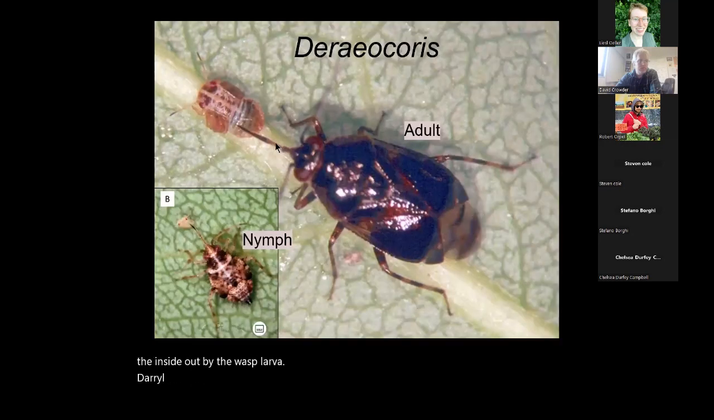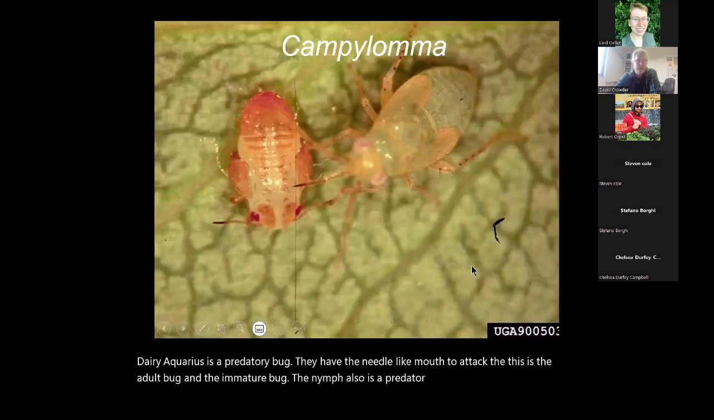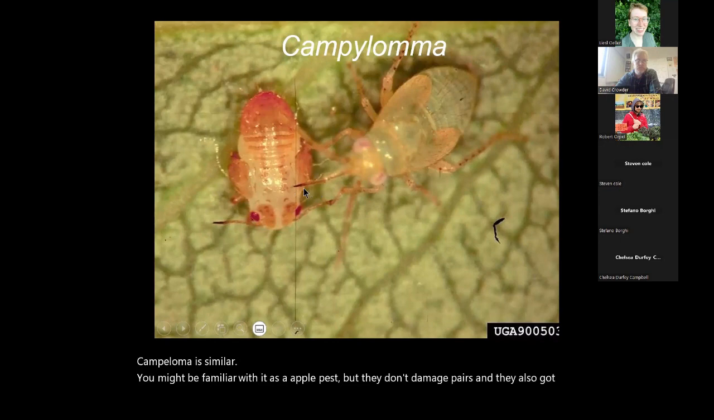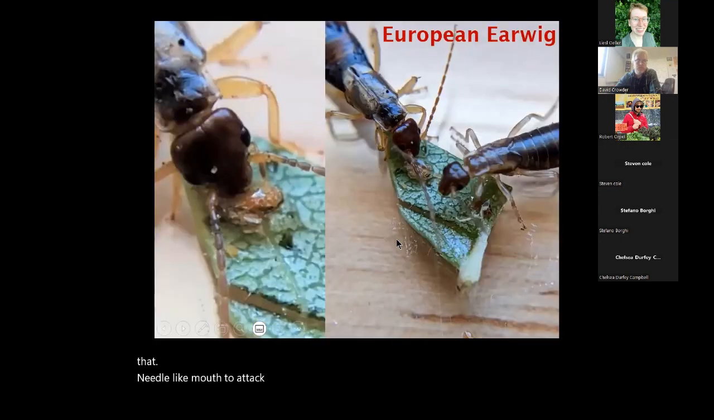Deraeocoris is a predatory bug. They have a needle-like mouth to attack the nymphs. This is the adult bug, and the immature bug, the nymph, also is a predator. Campylomma is similar. You might be familiar with it as an apple pest, but they don't damage pears. And they also have that needle-like mouth to attack Pear Psylla.